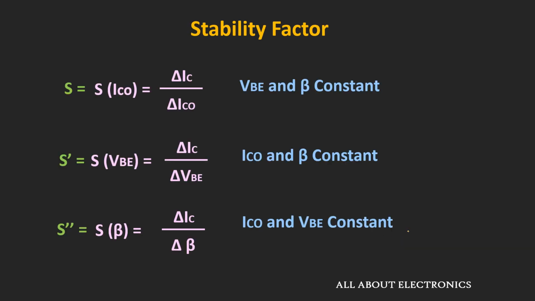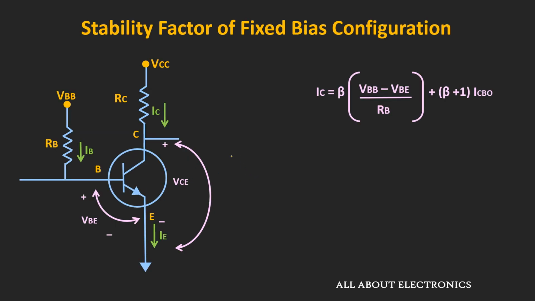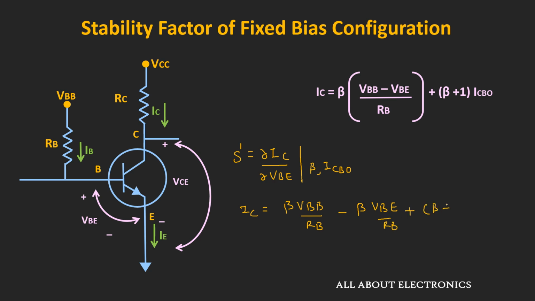Similarly, now let us find out the stability factor S dash for the fixed bias configuration. So this stability factor S dash can be given as del IC divided by del VBE. And during the calculation, we are assuming that the beta and the reverse saturation current ICBO are fixed. Now here this collector current IC can also be written as beta times VBB divided by RB minus beta times VBE divided by RB plus beta plus 1 times ICBO.